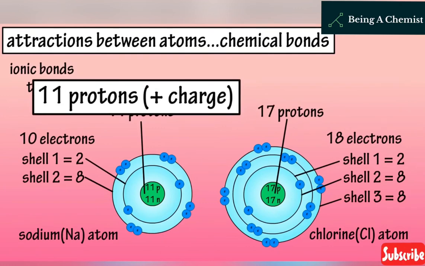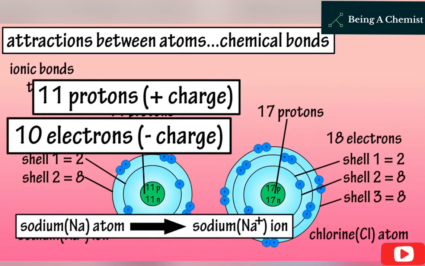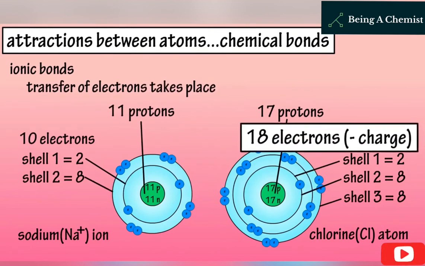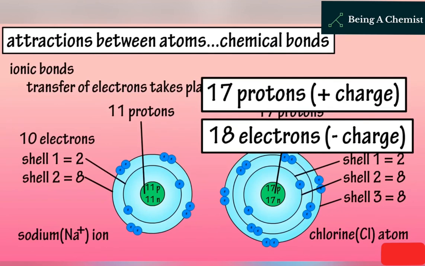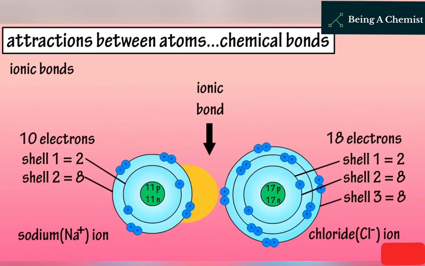So now sodium has 11 protons with positive charge and 10 electrons with negative charge. By transferring one electron from the sodium atom, sodium will get a positive charge and will become Na+, and the outermost shell of sodium will have 8 electrons. The structure is stable. Chlorine has 17 protons with a positive charge and 18 electrons with negative charge, so the chlorine atom will become a Cl- ion, the chloride ion, by gaining 1 electron.